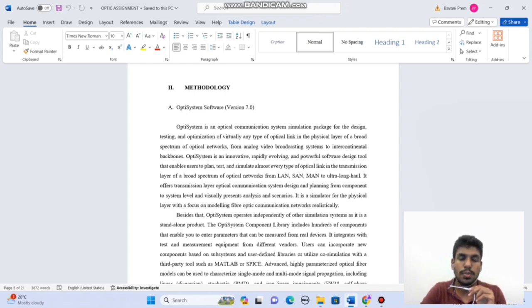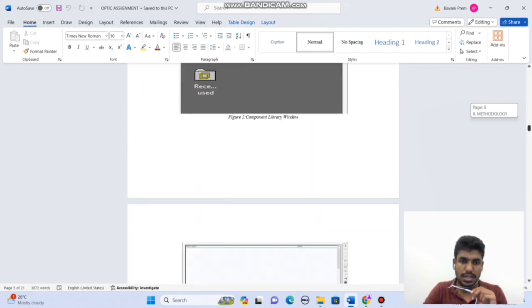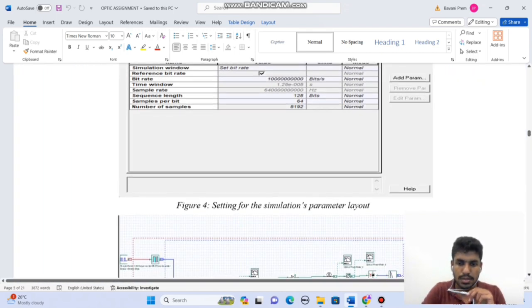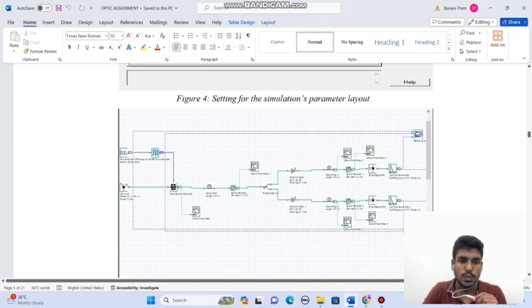Today I'm going to present about the methodology of characterization of an optical system. So we use OptiSystem software, version 7.0, and then we build the circuit. So this is the circuit we built. I want to explain about the components. The components we use are PRBS (pseudo random bit sequence) generator, NRZ pulse generator, Mach-Zehnder modulator, and CW laser. These are the four components very important to build an optical system circuit.